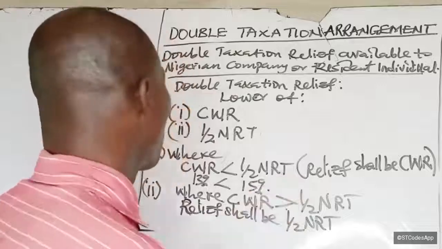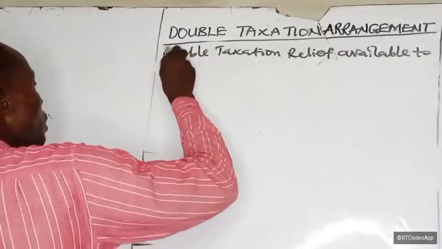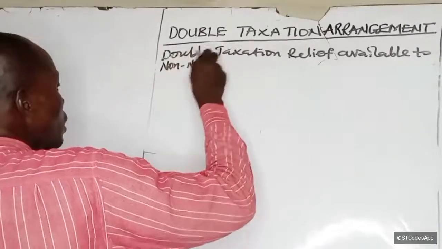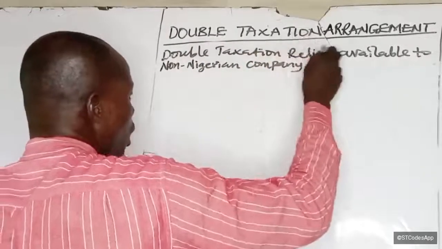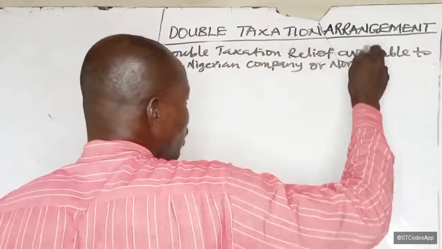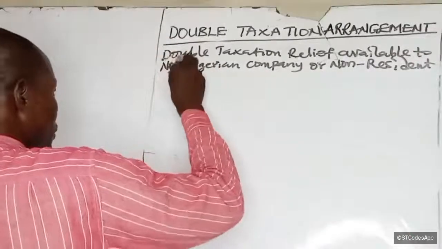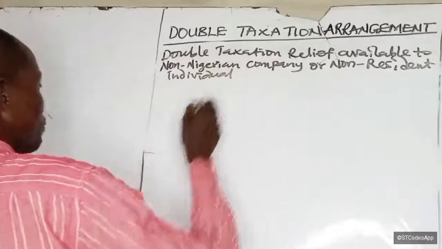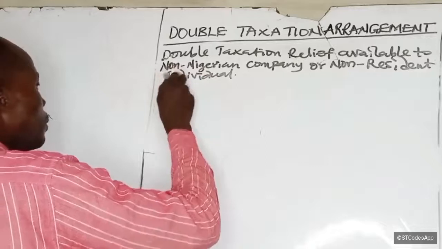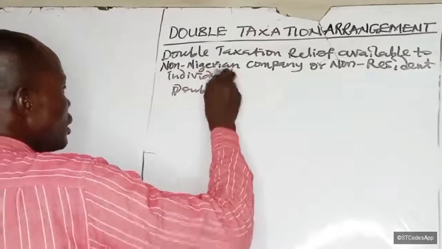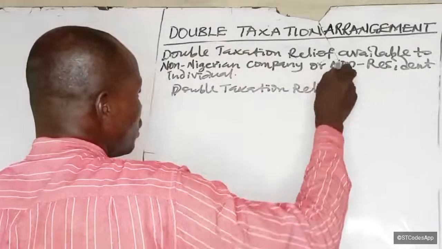So double taxation relief available to a non-Nigerian company or non-resident individual. I will explain what this means. So the double taxation relief available.